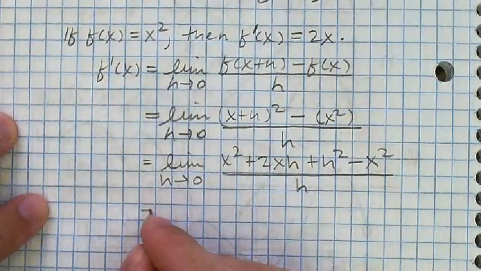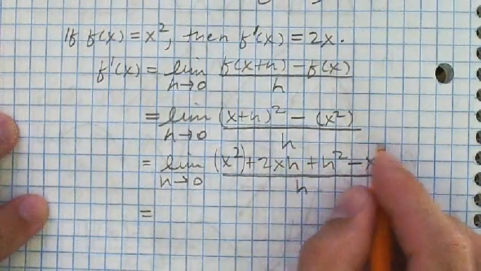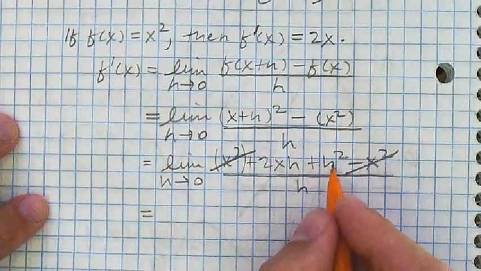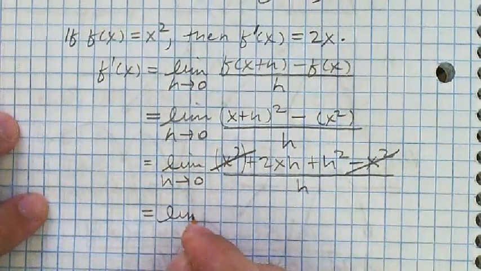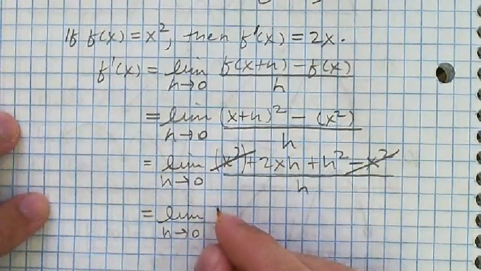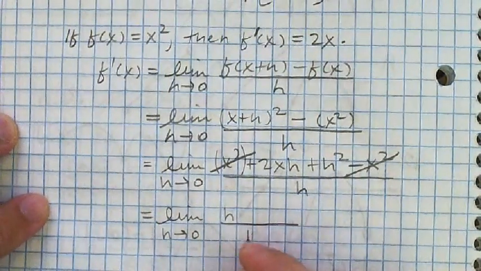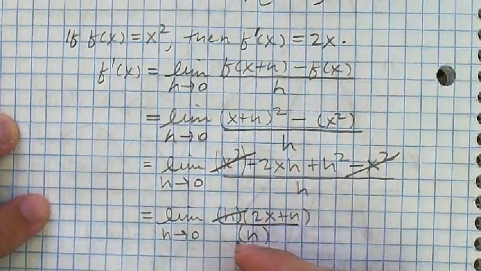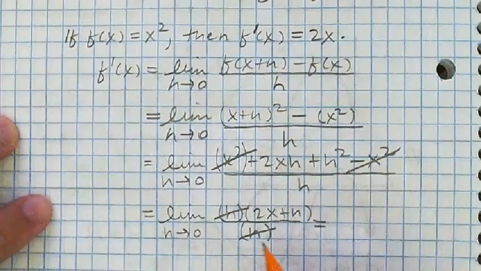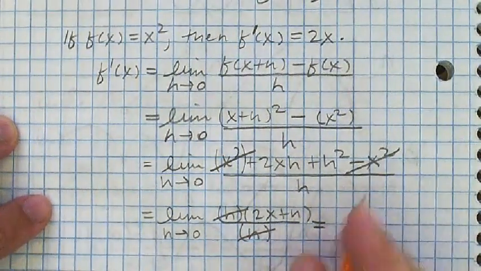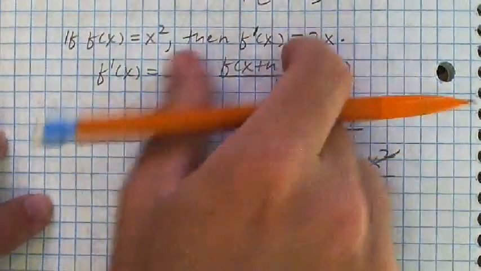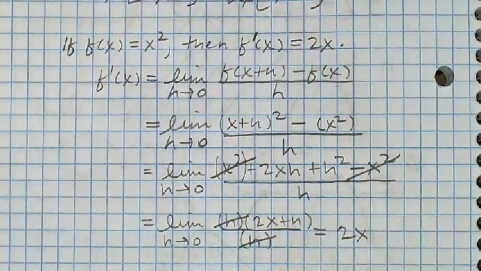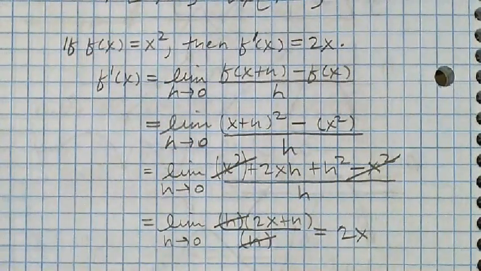Now you can see that x squared and negative x squared are going to go to 0, and I'll have 2 times x times h plus h squared, divided by h. So I'm going to factor out an h here. And then this is the limit as h goes to 0 of 2x plus h, which is going to equal 2x. This is how you would algebraically show that the derivative of x squared is 2x. I'm going to give you a little bit more evidence here in a second.